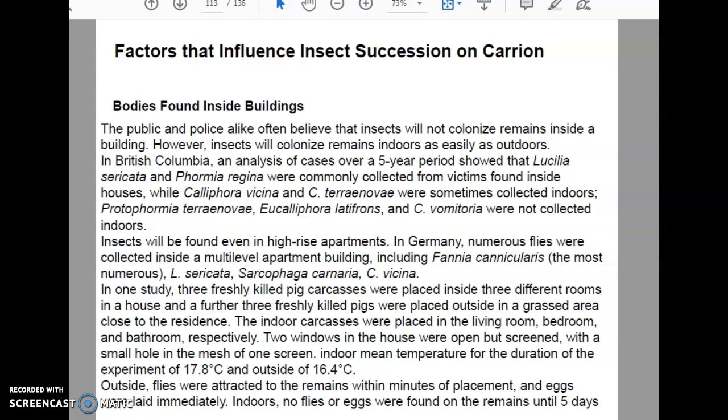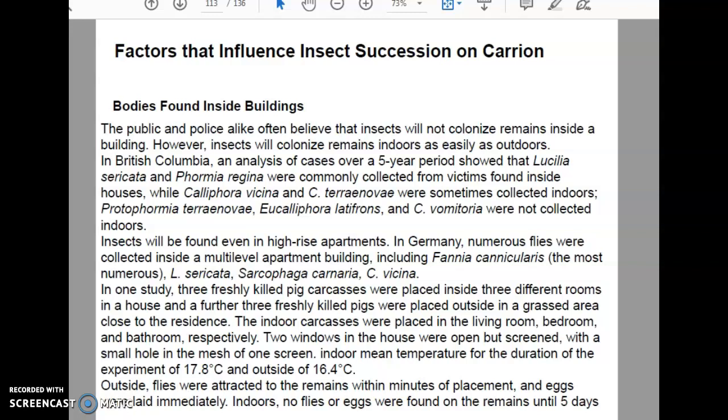A lot of police and the general public actually believe insects won't colonize remains inside a building, but yes, they will. Easily as much indoors as there are outdoors. Insects will even be found in high-rise apartments. In Germany, numerous flies were collected inside a multi-level apartment building.